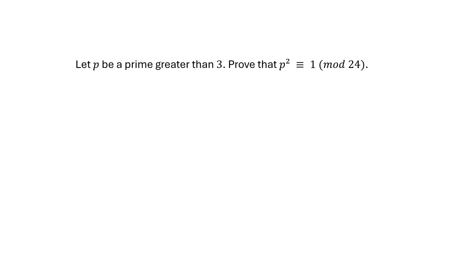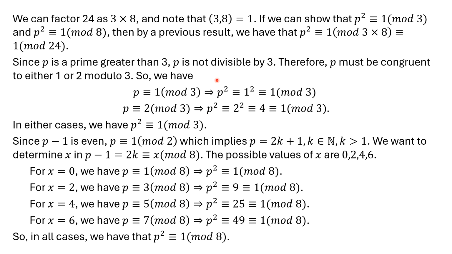Let P be a prime greater than 3. Prove that P squared is congruent to 1 mod 24. Let's look at the solution, or actually one of two solutions. I have another solution on the next slide.